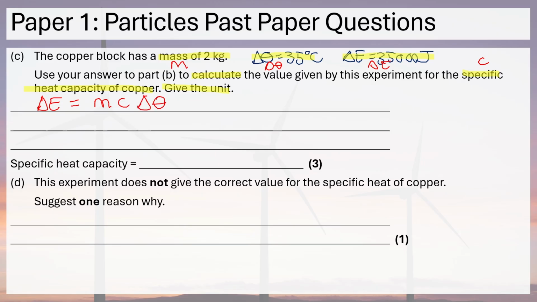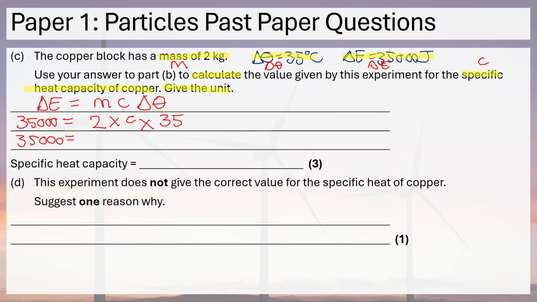So now we need to put the numbers in. Again, put the numbers under the right letters so we don't make mistakes with our maths later on. Change in energy is 35,000. Again, by labelling up here that 35,000 is change in energy, it helps me remember to put the number in the right place. Mass is 2. I don't know the specific heat capacity, that's what I'm trying to find, and I know the change in temperature is 35. Again, I prefer to simplify the equation before I try to solve.